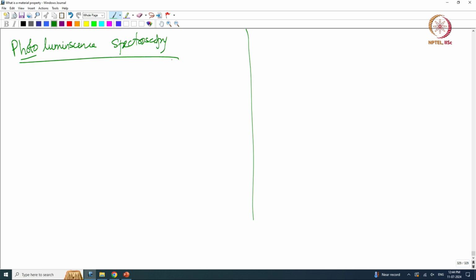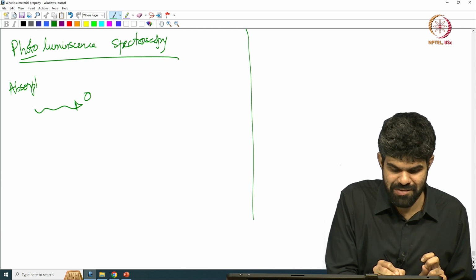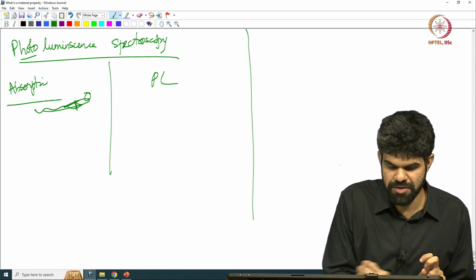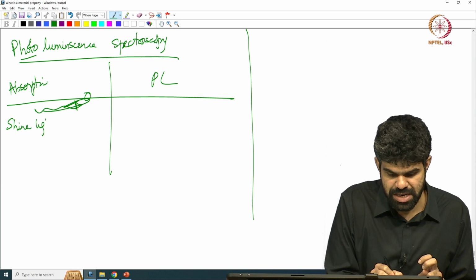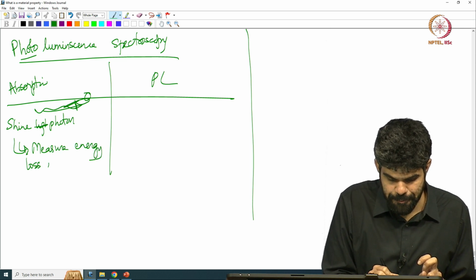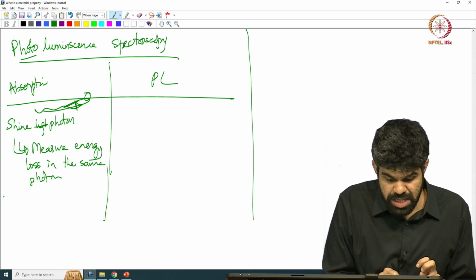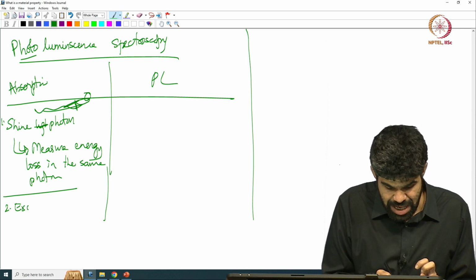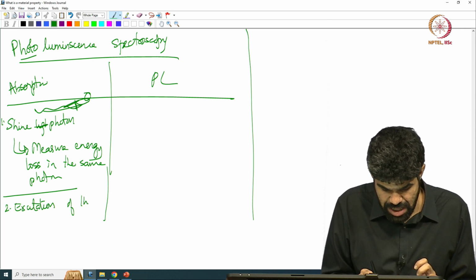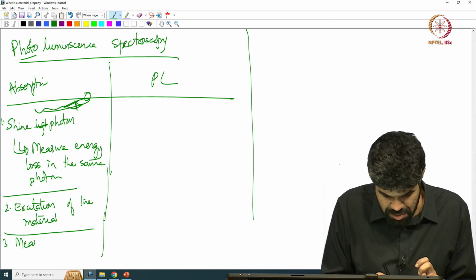And what are we doing here? We are looking at the de-excitation. In absorption spectroscopy we shone light. So, absorption versus PL, for photoluminescence. In absorption you shine a photon and measure the energy loss in the same photon. In the process you have excitation of the material, you have excited the material and you are actually measuring the excited states of the material.